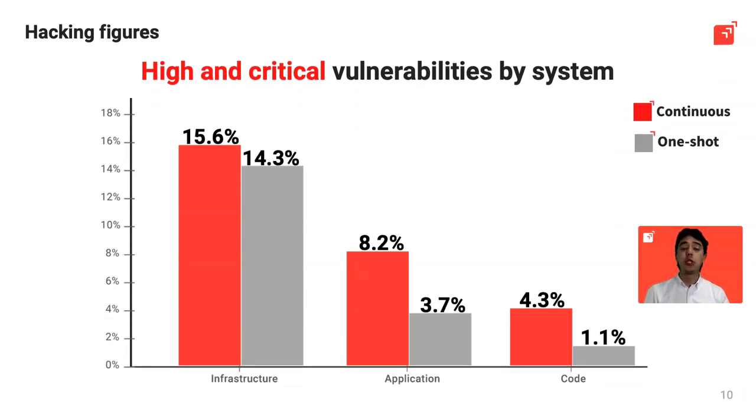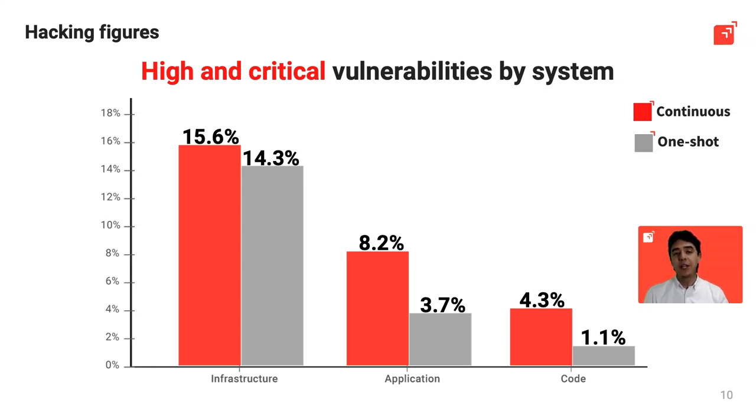Considering the proportion of high and critical severity vulnerabilities by type of system, that is, infrastructure, deployed applications, or source code, we find similar differences when comparing continuous and one-shot projects. In infrastructure, the proportion is 15.6% for continuous hacking. In comparison, 14.3% in one-shot.